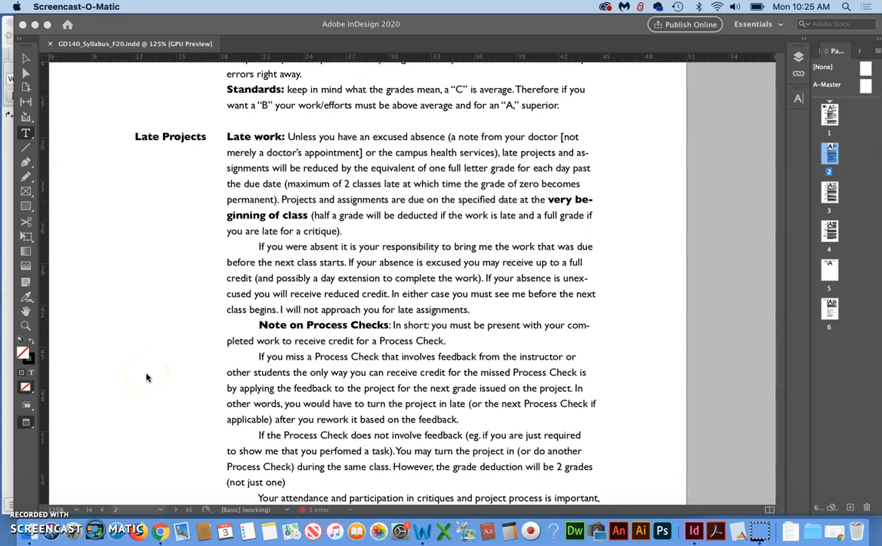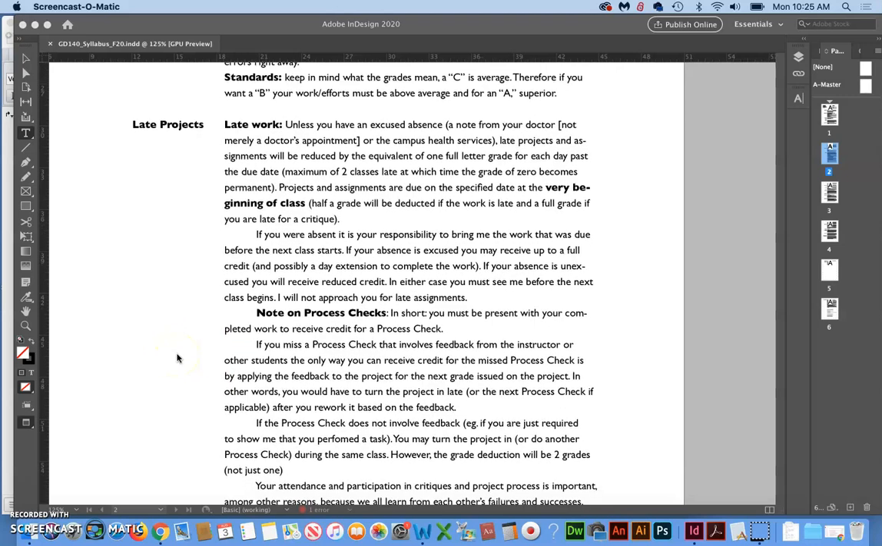After 2 class periods go by late, you can no longer turn the project in. You just get a 0, and that's kind of final for it. That would mean if you've had 3 opportunities to turn it in, right? When it was due, 1 more class period, and then 1 more class period after that.